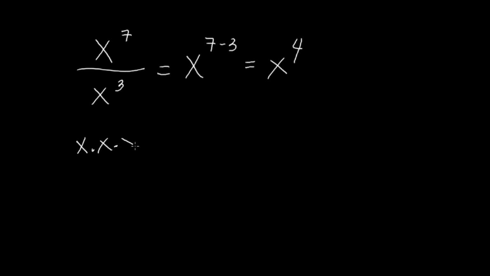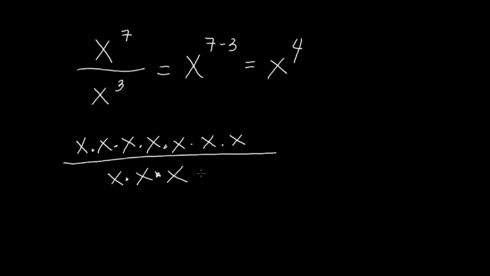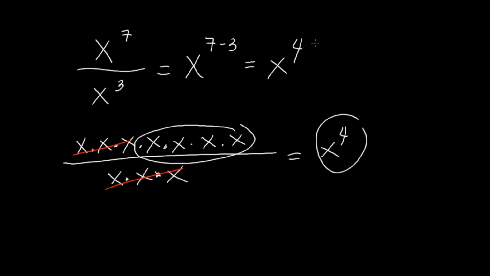Another illustration is this. X to the 7 is equivalent to 7 x variables multiplied to each other, and x cubed is just simply x times x times x. So in this case, we can cancel the 3 x variables, which leaves behind 4 x variables on top. And so I think the answer should be x raised to 4.